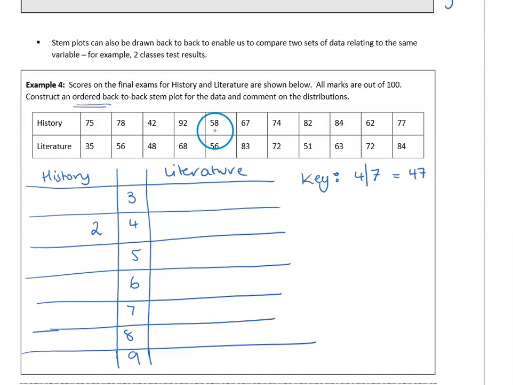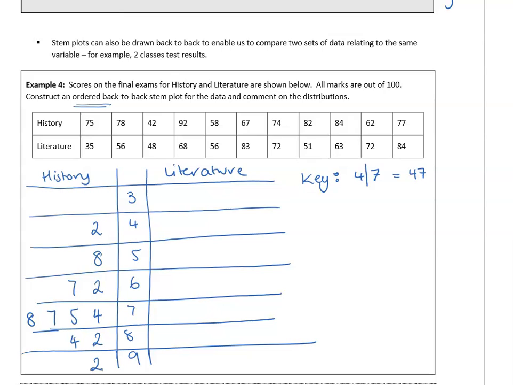Then we move on to the 50s. I have a 58. 60s, I have a 67 and a 62. So again, in order, 2, then 7, working my way out. 70s, I have a 75, 78, 74, and 77. So 4, 5, 7, 8. Into the 80s, I have an 82 and an 84. So 2 and 4. And finally, the 90s, I have 92.